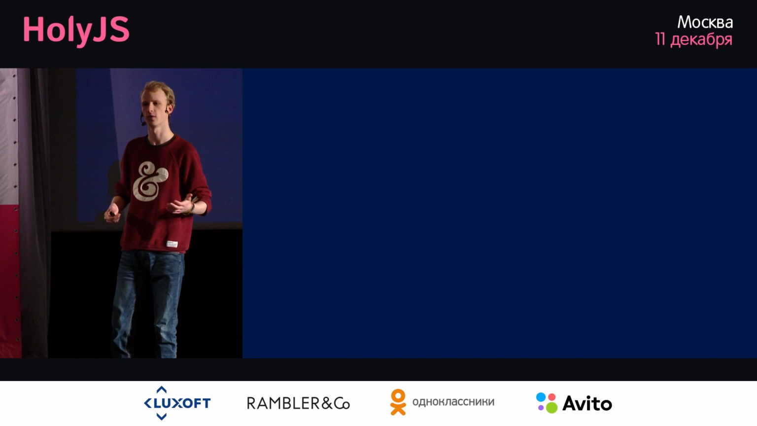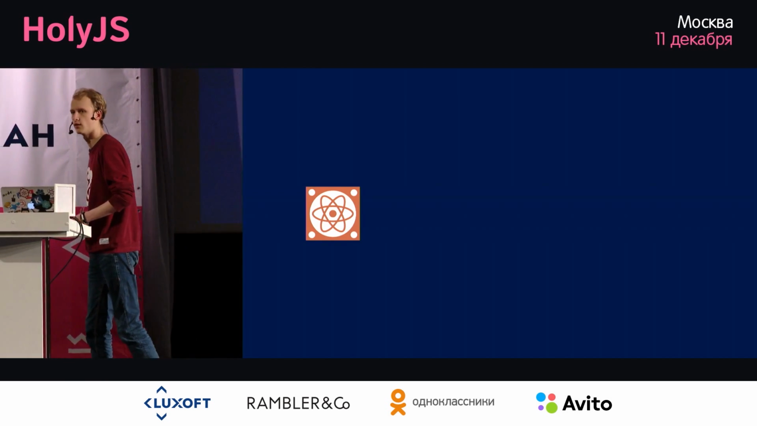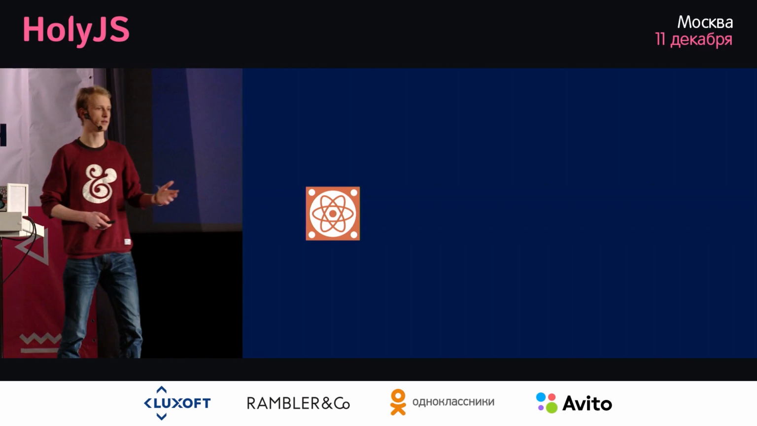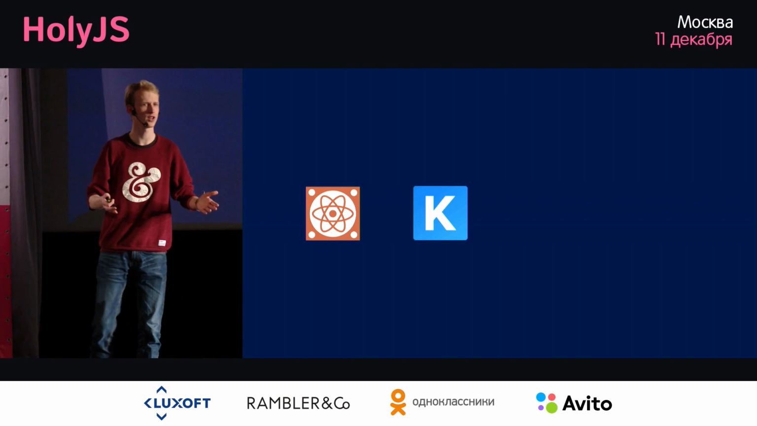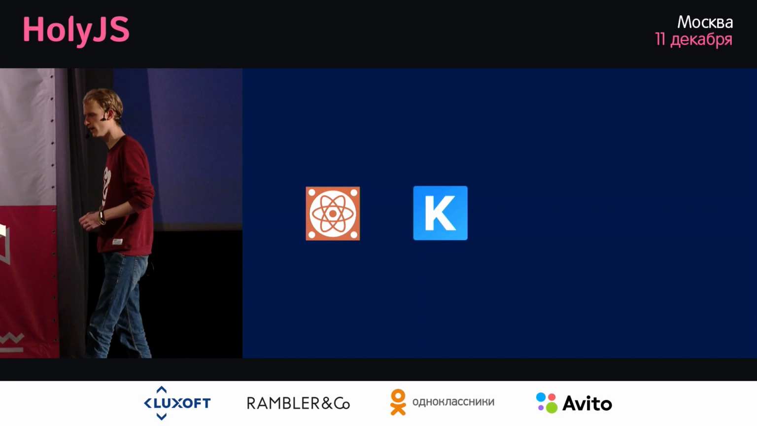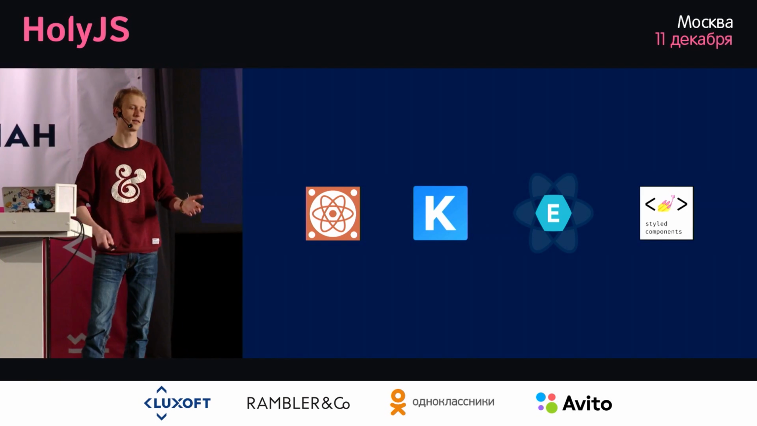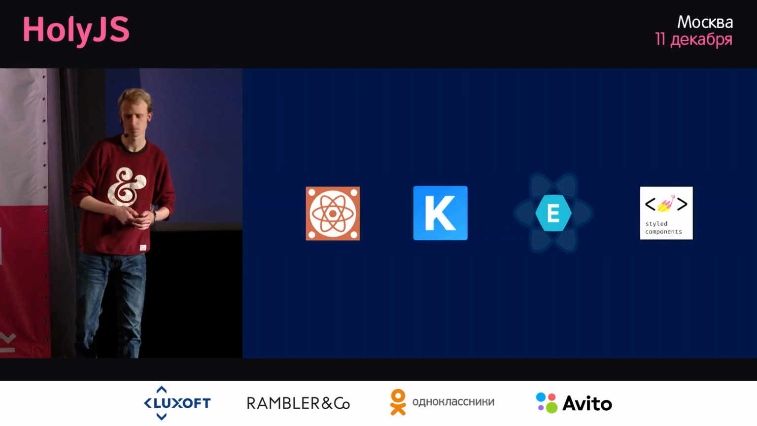My most famous open source project is probably React Boilerplate, which is a React starter kit that has over 10,000 stars on GitHub. The second most famous one is Keystone.js, which is a Node.js content management system, or actually the Node.js content management system. And then I also maintain Elemental UI, which is a React.js UI library, and Styled Components, which is a new way of styling React applications.